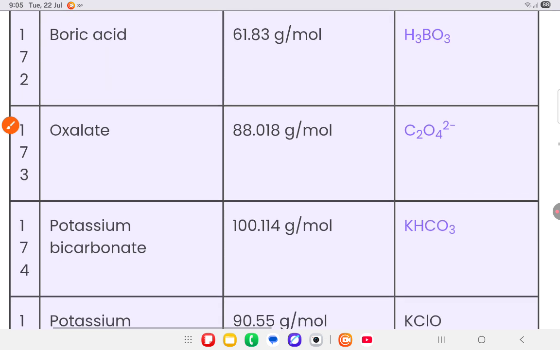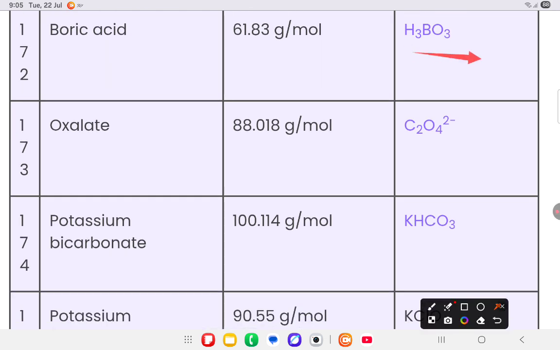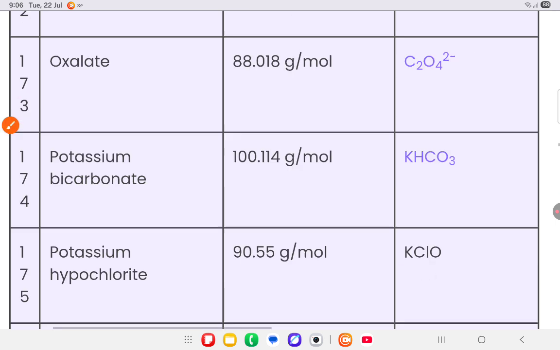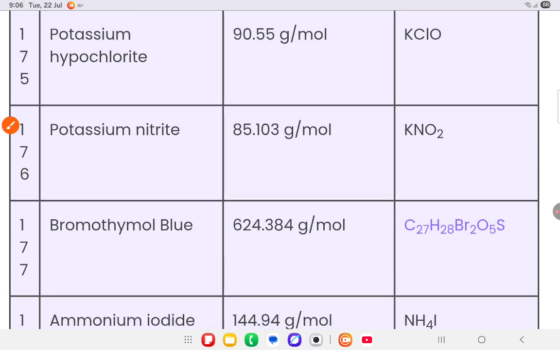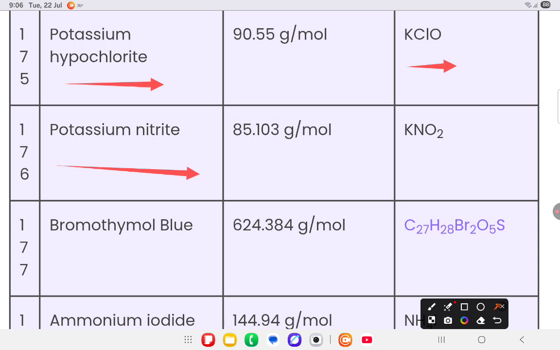Boric acid, that is H3BO3. Oxalate that is C2O4 2 minus. Potassium bicarbonate KHCO3, then potassium hypochlorite that is KClO, potassium nitrite that is KNO2, bromomethyl blue C27H28Br2O5S.